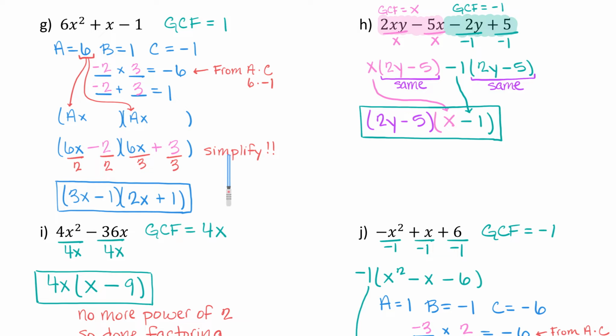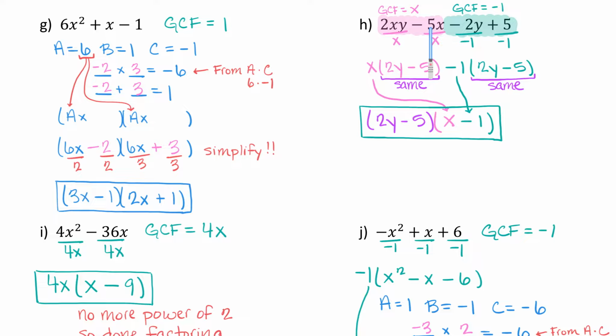You have to simplify, like how we simplify fractions. The number that you can divide 6 and 2 by is 2, so 6 divided by 2 is 3, and -2 divided by 2 is -1. And then the number that you can divide 6 and 3 by is 3. 6 divided by 3 is 2, and +3 divided by 3 is a +1.